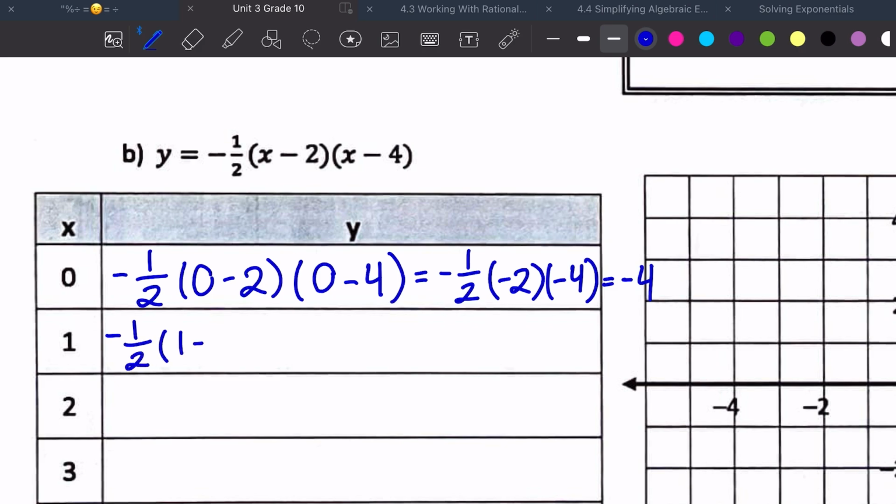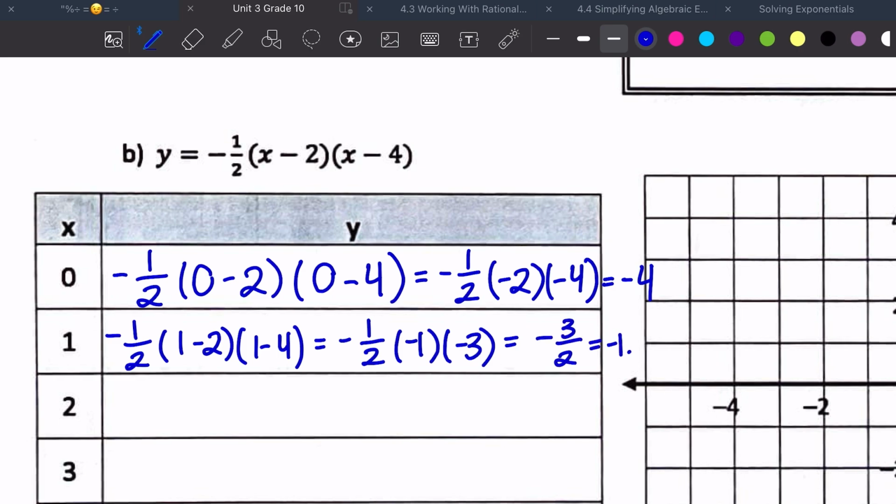Same thing. -½ 1 - 2, 1 - 4. So this is really like -1/2 times 1 - 2, -1, 1 - 4, -3. So again, this is like -1 times -3. +3, but then +3 divided by -2, that's going to be ugly. So that's going to be -3/2. Or if you want to write it as a decimal, that's just -1.5. Right, so I'm cool with either fractions or decimals. Decimals I think are a little easier to visualize on a graph, right? So here, I'll even just write -1.5.